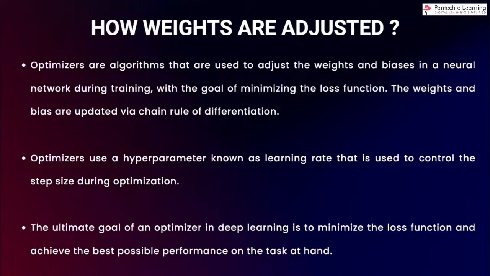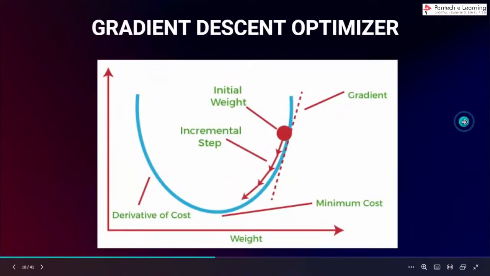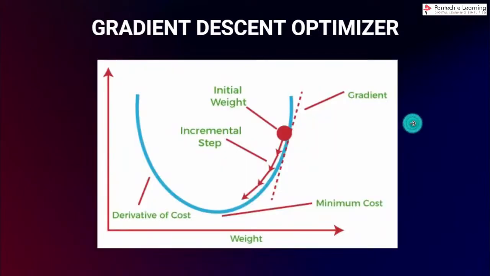The learning rate is used to control the step size during optimization. So that learning rate will help you adjust this, and it is adjusted via the chain rule of differentiation. The ultimate goal of an optimizer in deep learning is to minimize the loss function and achieve the best possible performance on the task at hand. One example of an optimizer is the gradient descent optimizer.